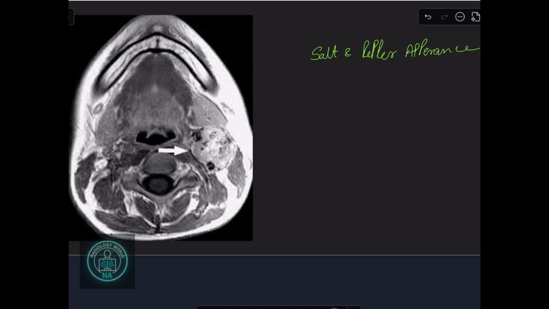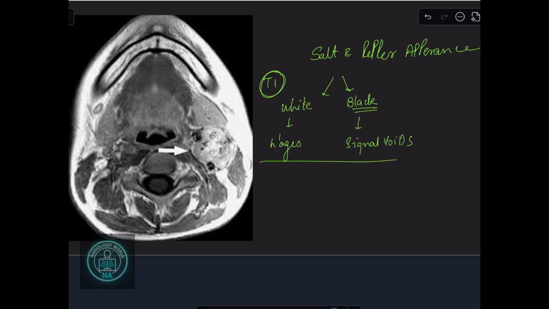So the salt and pepper appearance is also seen in any other extraadrenal paragangliomas, right? This is mainly because, if this is seen on a T1 weighted image, classically it is known for T1 weighted image. You can see that the black things will be representing your signal voids, whereas the white things will be representing the hemorrhages, the punctate hemorrhages which are present, right? So this was again a case of an extraadrenal paraganglioma in the head and neck region, and this was having a classical salt and pepper appearance.